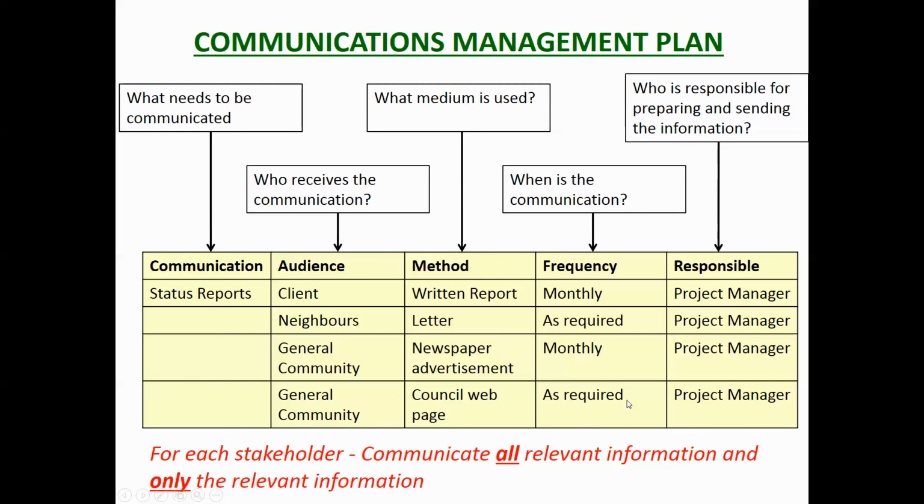So you communicate all the relevant information and only the relevant information. You need to decide what they need to know and give them that. But you also need to decide what's confidential and they shouldn't know. For example, the financial status of the project is really not something you want to make public because it's commercially sensitive. So you need to make those decisions as well.